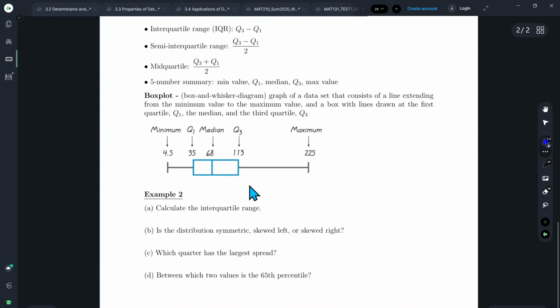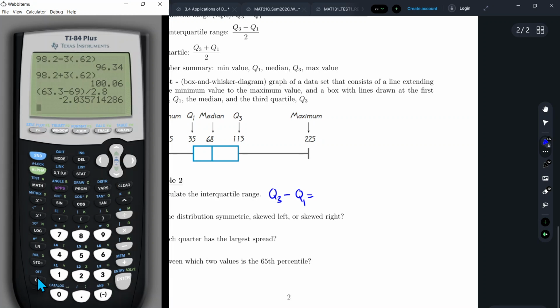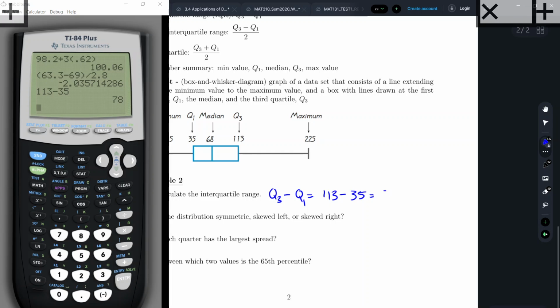Okay, so let's take this box plot and describe some things we can say about it. Here we want to calculate the interquartile range, which is just Q3 minus Q1. And so we can just plug in the numbers and calculate, right? So Q3 is 113, Q1 is 35. So if we calculate this, we get 78.